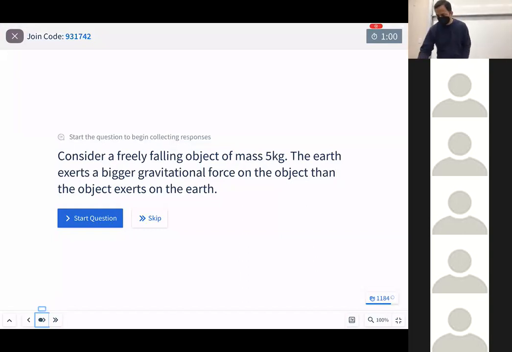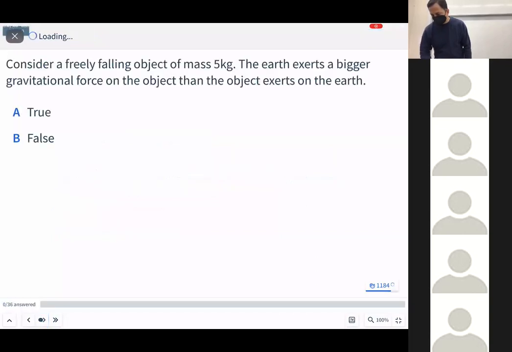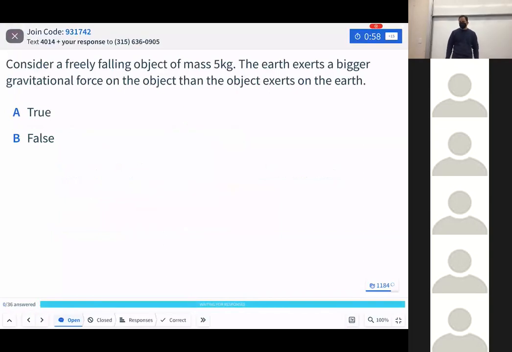That is the question. So let me just go ahead and think about Newton's third law. Also think about the law of gravity. They're both helpful to think about.